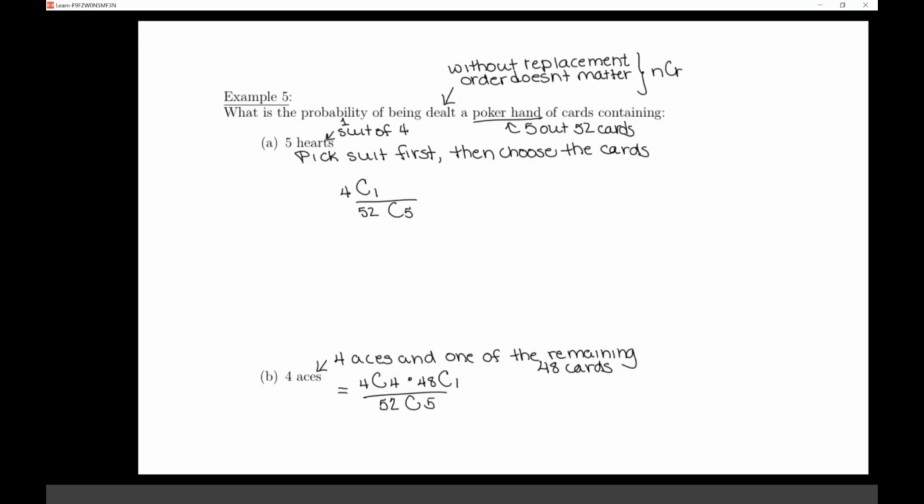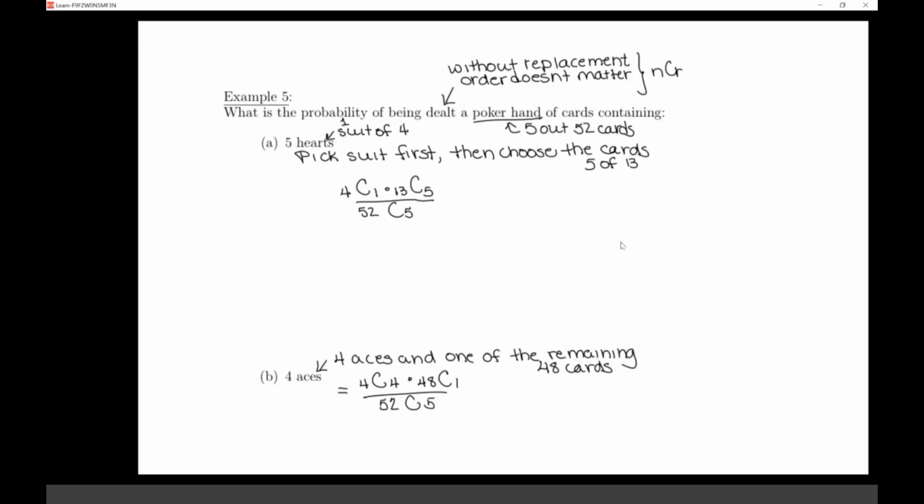So you're picking your suit. And then you're interested in picking the cards, 5 of 13 in that suit. 13 in the suit, you pick 5. So you're picking the suit first, and then you're choosing the cards in that suit that you want. And again, since you don't care which cards, you can pick any 5 of the 13.